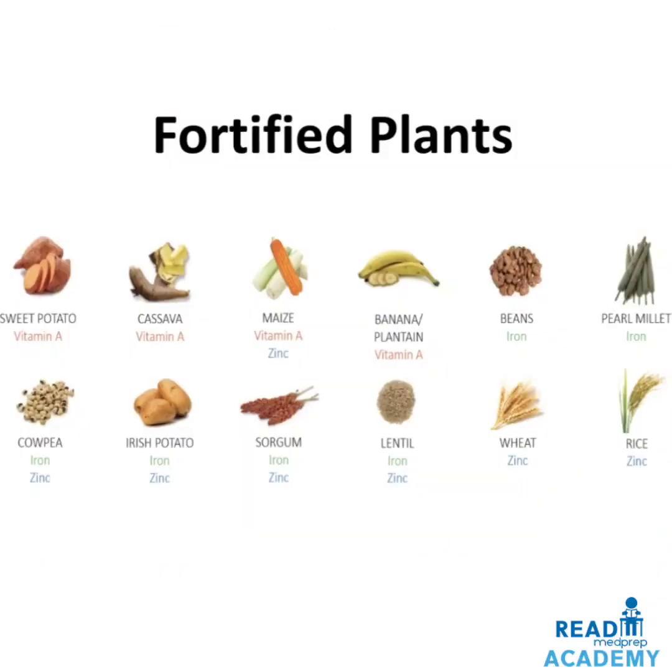Here you can see the fortified plants. Sweet potato was fortified with vitamin A, cassava with vitamin A, maize with vitamin A and zinc, banana or plantain fortified with vitamin A, beans fortified with iron, pearl millet fortified with iron, cowpea fortified with iron and zinc, Irish potato fortified with iron and zinc, sorghum fortified with iron and zinc, lentil fortified with iron and zinc, and wheat and rice fortified with zinc.